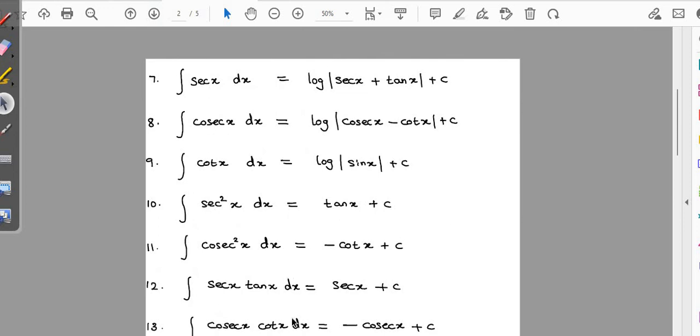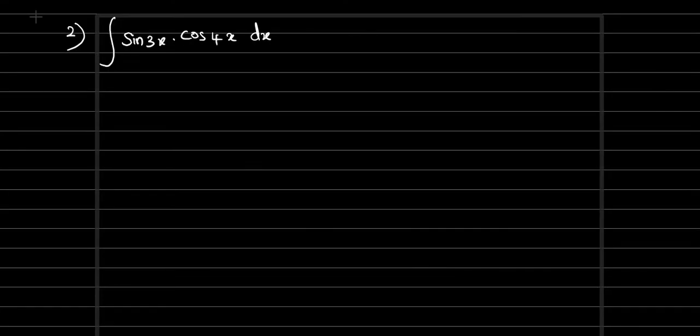Cosecant x into cot x we have. But sin x into cos x is not in the standard form. So if it is not in the standard form, we need to reduce it into the standard form. So now we are going to take the help of trigonometric formulas. In trigonometric formulas, where sin x and cos x together are in a product form, which formulas are we getting? In the sin 2x formula, basically sin 2x equals 2 sin x into cos x.